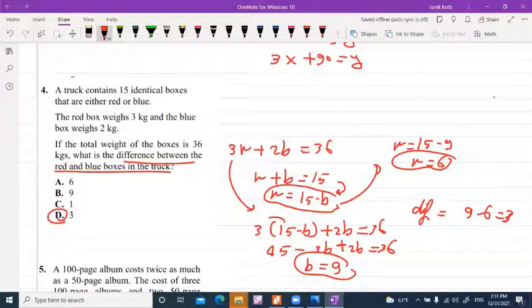The next one, let me change something in the setting first.